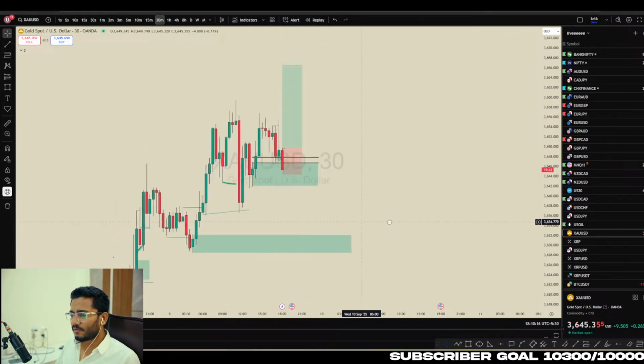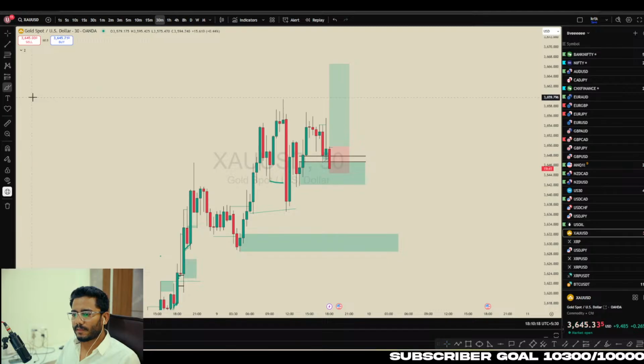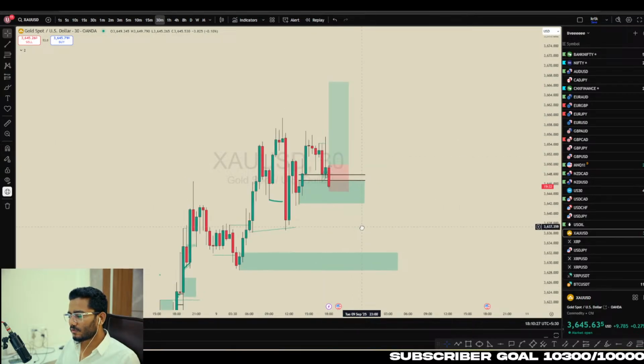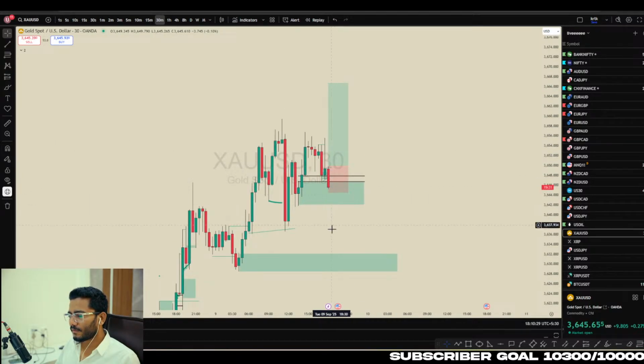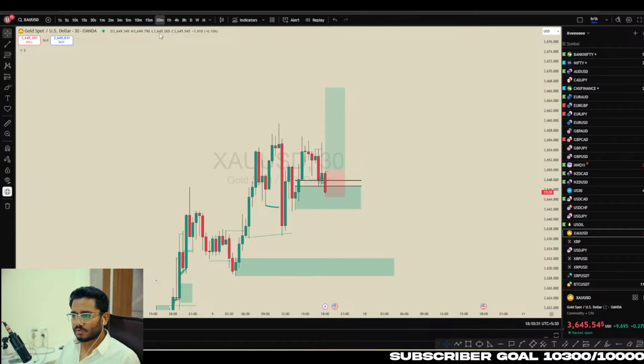On 30 minutes, if we look like this, then it can go to the downside. That's why I'm waiting for price to sweep the liquidity and then it should close. Then I'll look for buy here. So on higher time frame, it should look like this. Price took out the liquidity from this high, mitigated this order block, and then it closed by a wick.